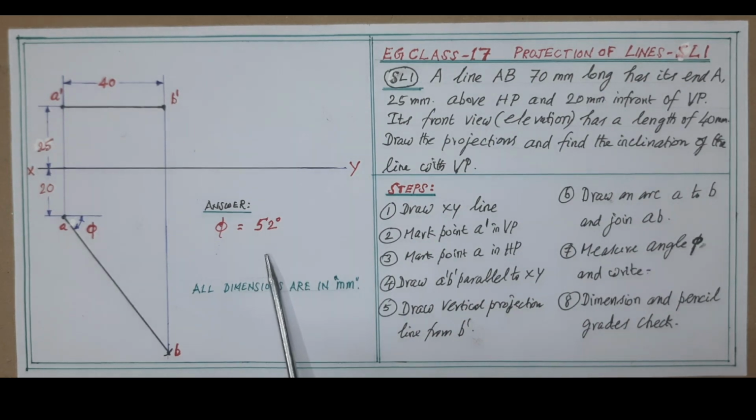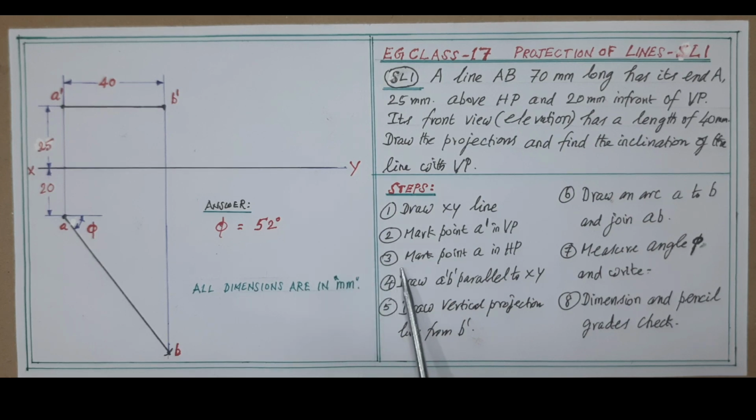This angle is visible only in the top view since it is shown in the HP as per the given problem data. Now mark all the dimensions as given and check the pencil grade usage: the line lengths, elevation, plan, etc., which are dark in nature, use an HB pencil, and most other supporting lines are thin, using a 2H pencil. Okay, the problem is over. In the next class, we see the other problem.